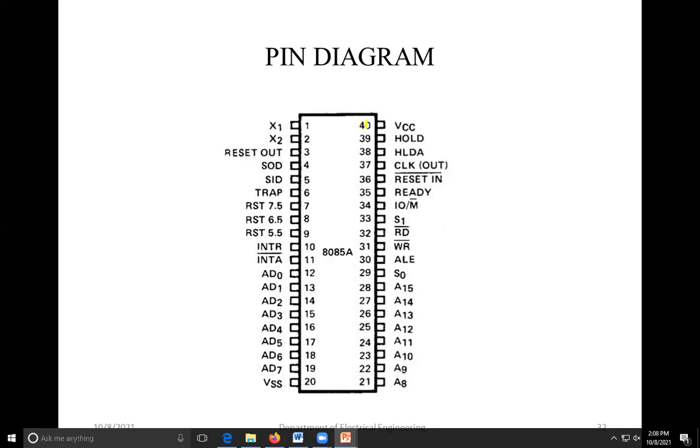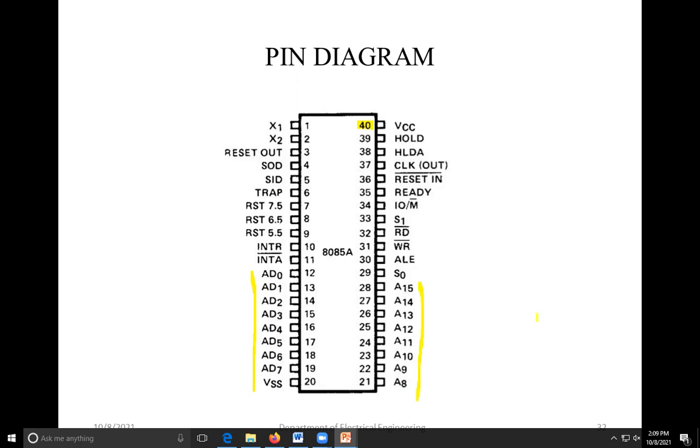It is a 40 pin IC. It starts from 1 to 40. Okay, so these are the pins: X1, X2, reset. Then this is the address bus, A0 to A15, it is the address bus.